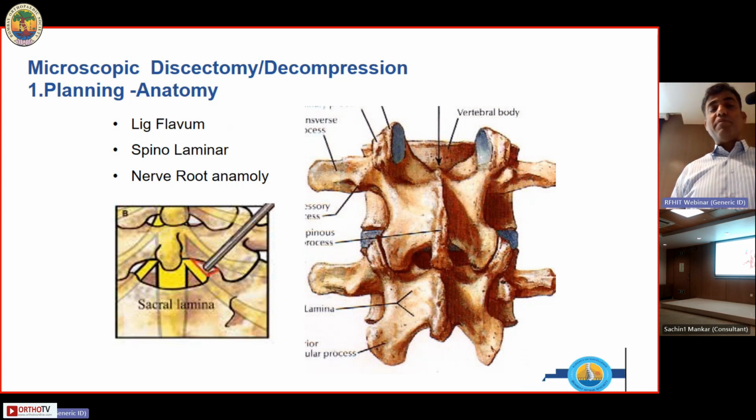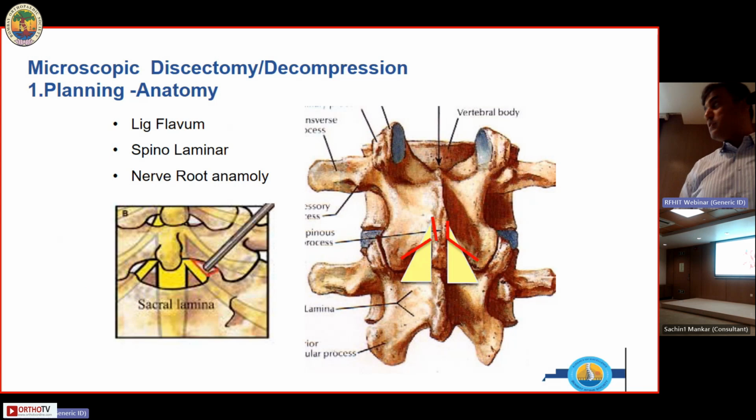The planning entails knowing about the patient's anatomy. We all know about the ligamentum flavum, spinolaminar junction, spinolaminar line, and of course nerve roots. Nobody can really predict the nerve root anomalies, but you should always try to make a note about a thick nerve root seen at a particular level on an MRI scan, which can give you a bare idea that you are ideally dealing with some kind of anomalous structure out there.